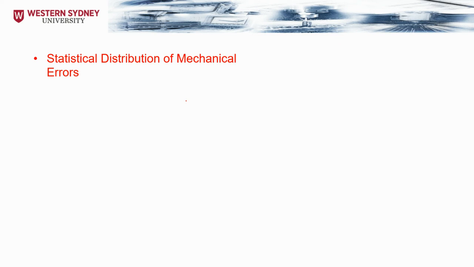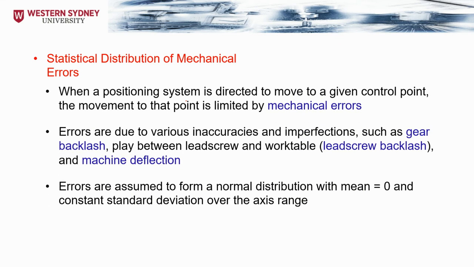Now, some statistical distribution of the mechanical errors. When the positioning system is directed to move to a given control point, the movement to that point is limited by mechanical errors. The errors are usually due to various inaccuracies and imperfections, such as gear backlash, which is very common, play between the lead screw and the work table, and also machine deflections. They are usually measured to form a normal distribution with a mean value of 0 and constant standard deviation over the axis range.